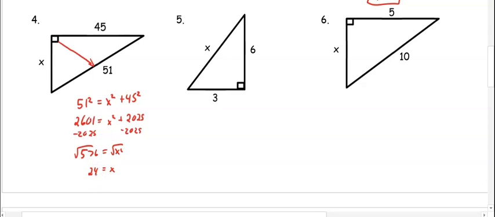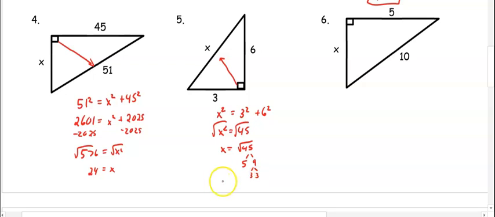In number five, our hypotenuse across from the right angle is x. So we have x squared equals 3 squared plus 6 squared. X squared is equal to 45. Now, when we go take the square root of 45, 45 is not a perfect square, so we're going to need to use a factor tree to break it down. So two numbers that multiply to 45 are 5 and 9. Two numbers that multiply to 9 are 3 and 3. So we have a pair of 3's and a 5 left over, so it would be 3 root 5.